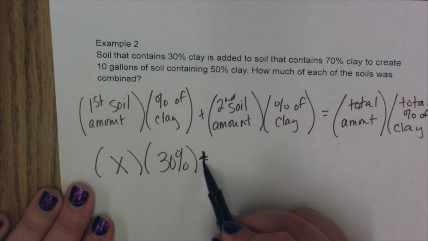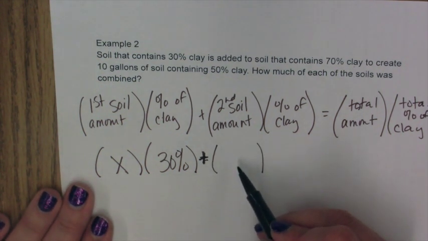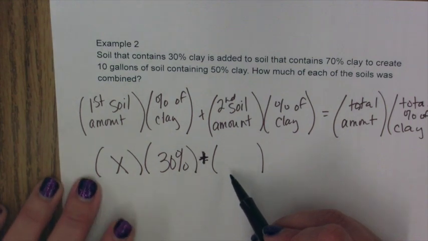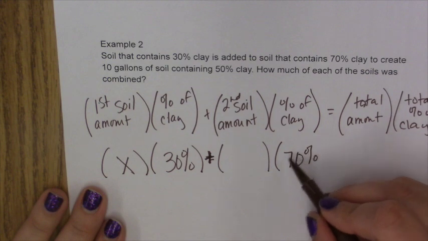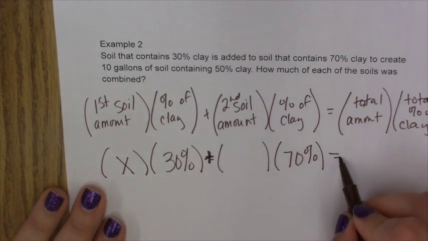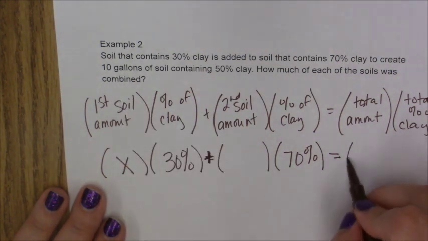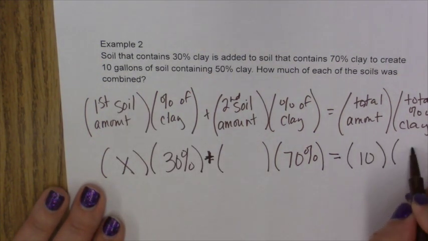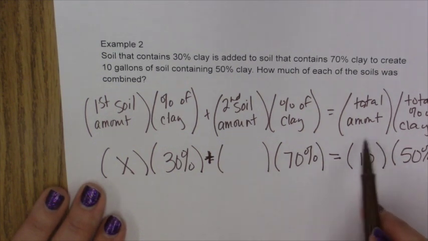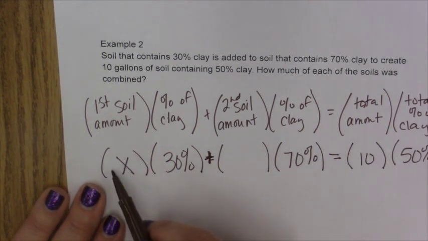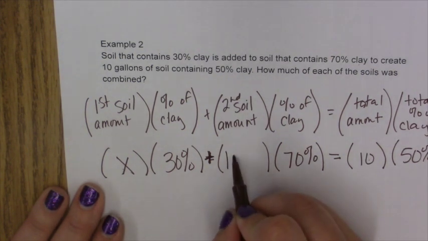I keep writing the wrong side. Plus, I'm not sure on that one. I don't want to use another variable yet, so I'm going to leave it blank. I can come back to it. This one is 70% clay. And my total amount I know is 10 gallons, and that it is 50% clay. So if I know my total amount is 10 and I use up x here, the second soil amount would be my total minus the x.